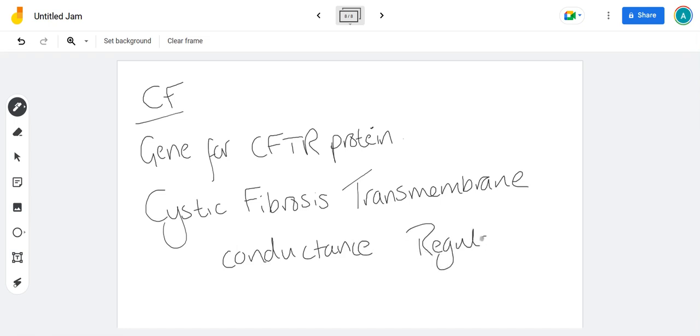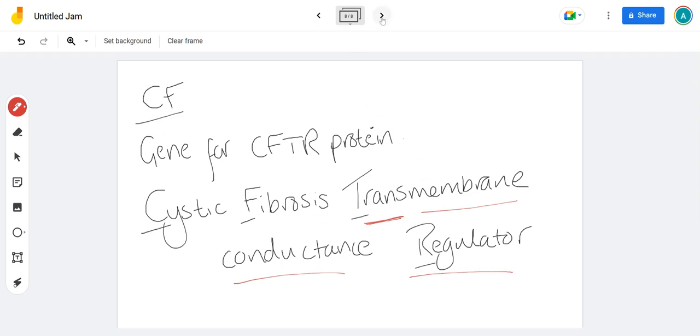Regulator protein. So CFTR: cystic fibrosis, transmembrane conductance regulator. What it's doing is regulating the conductance of stuff across a membrane. Let's go through the words again. It's regulating or controlling the conductance, how stuff moves across the membrane. So it's regulating the movement across a membrane.